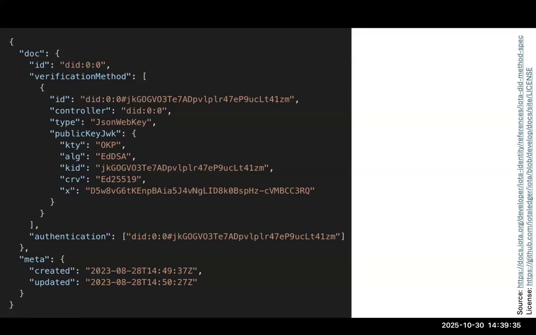Okay, so last time we had a look at the structure of the DID document of the DID IOTA method. Just to remember the structure, there is the real document, the properties doc, and some metadata. Essentially, metadata provide user information about when this DID document has been created and the last updates.